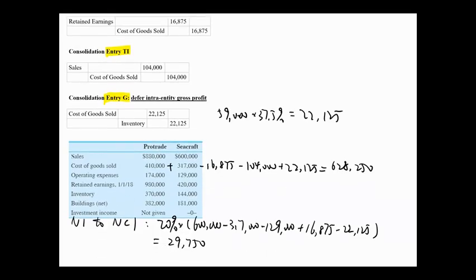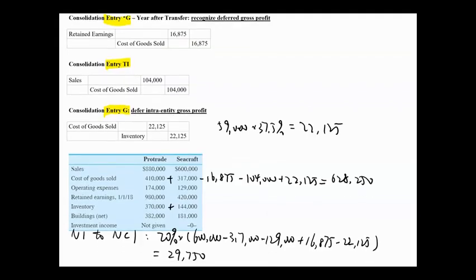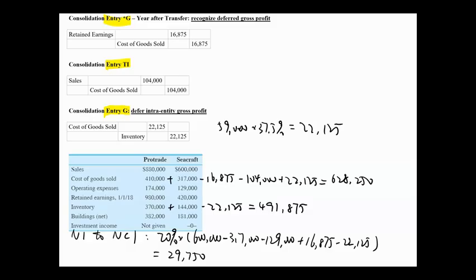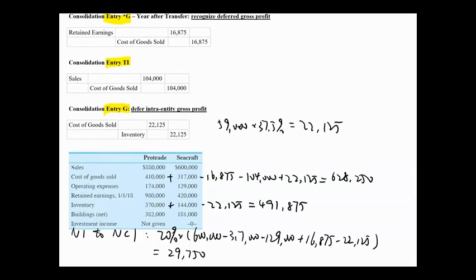Next one is inventory. Inventory is equal to the current book amount, adjusted for any amount in the entries. We only have one entry that involved inventory, that is entry G. So we credit 22,125, and then it equals 491,875.